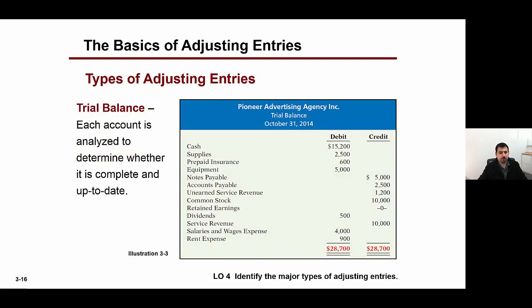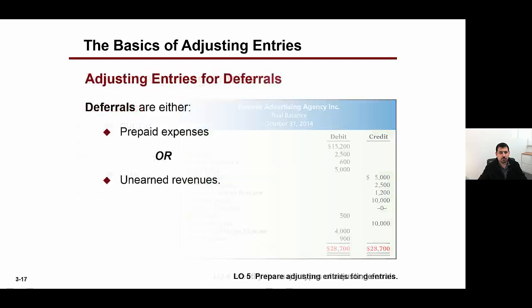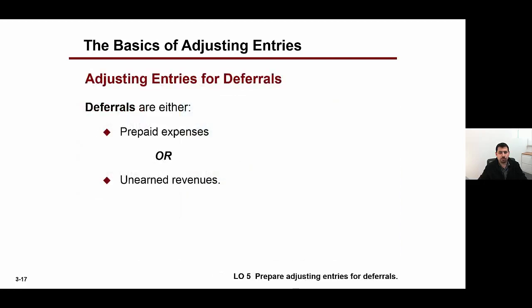And as you remember, this is the trial balance. We will use the trial balance here as a starting point, and then we will update this information. Once we have this information updated, we will end up with the adjusted trial balance. Now, we will start with the deferrals, and deferrals are costs or revenues where the recognition is postponed. In other words, we recognize them at a date later than they actually occur.